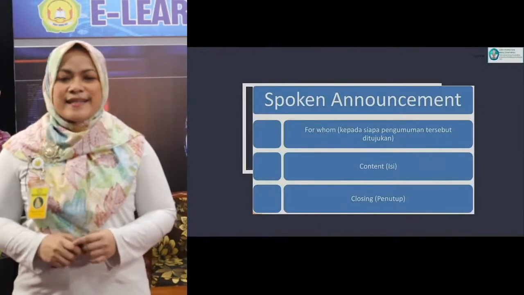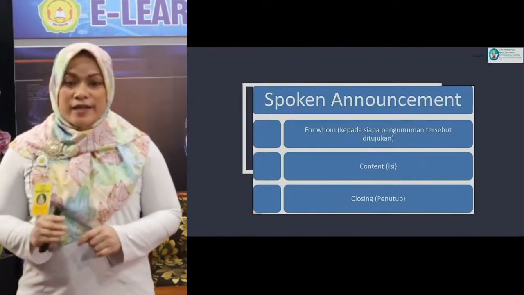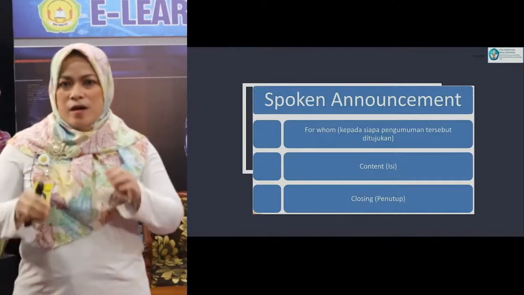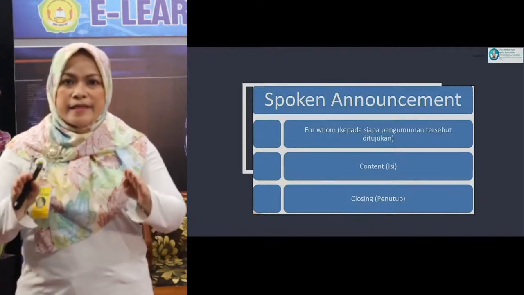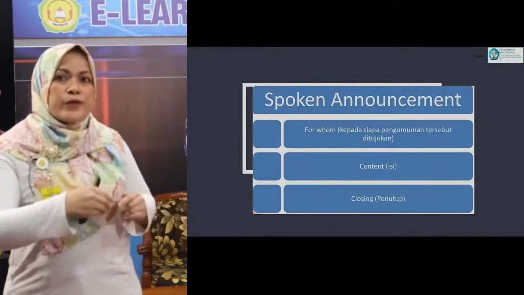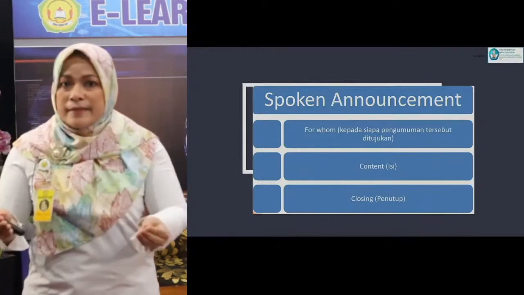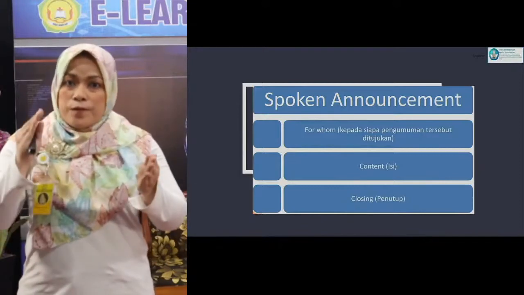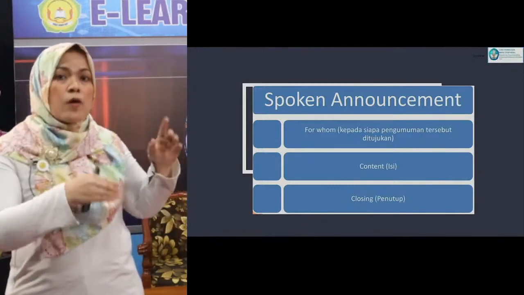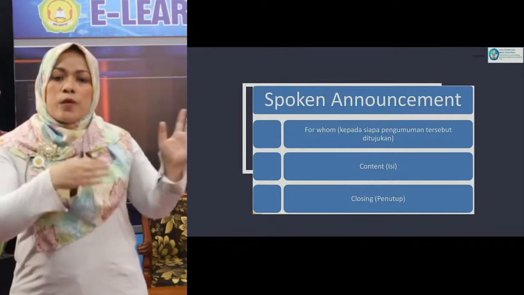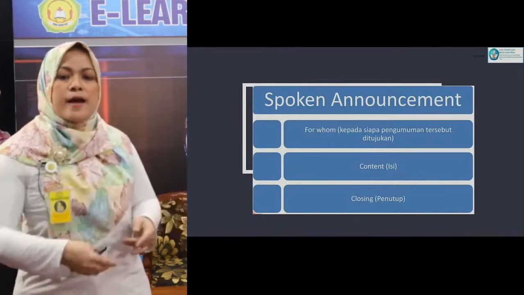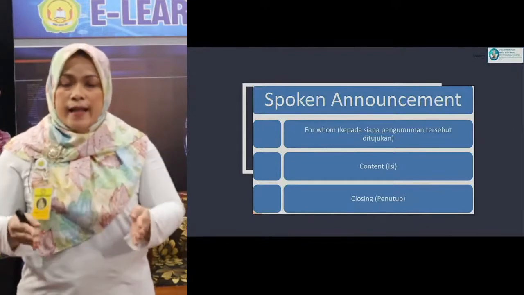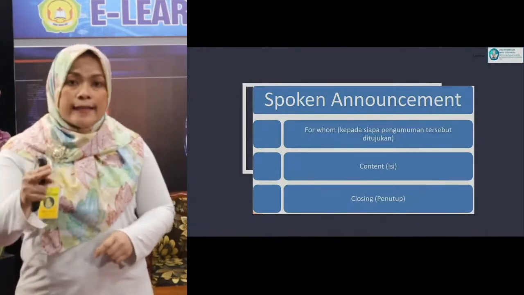And then again, the second one is spoken announcement. A spoken announcement is orally stated by the announcer. So when you would like to inform or announce something, focus on to whom or for whom. To whom or for whom. Kepada siapa, okay? So it's supposed to be the person that you would like to tell. And then the content itself.